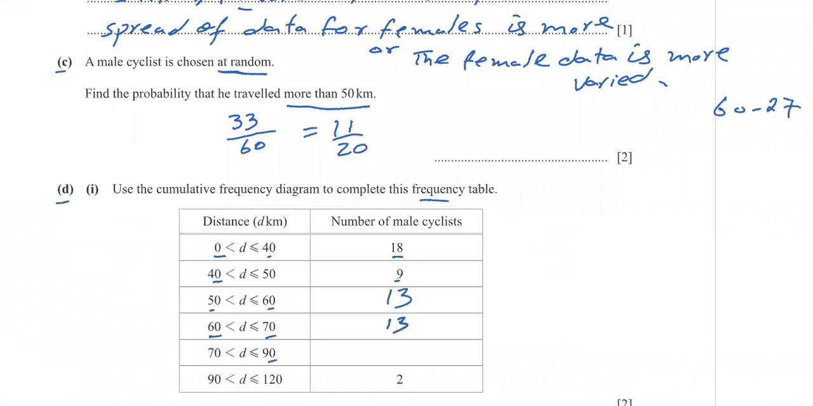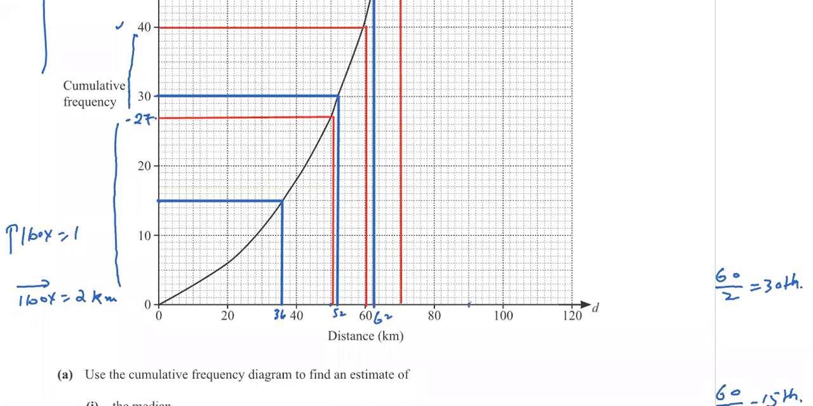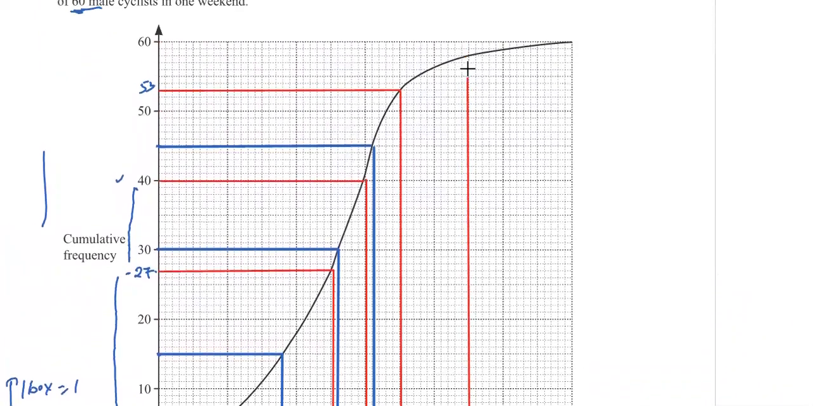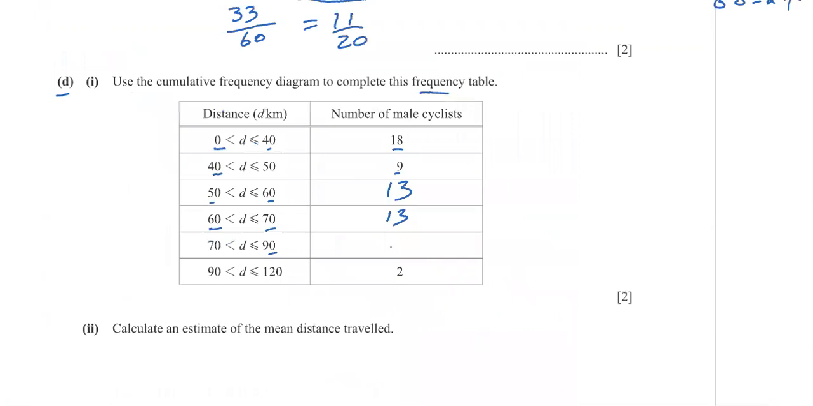Now from 70 till 90. This is 70, and this one is 90, so draw the line from here. How many are for 90? Counting 55, 56, 57, 58, this one is 58. So how many are between them? 5. Here this is 5. Adding all of them, you will get 60. If you don't get 60, you made a mistake somewhere.